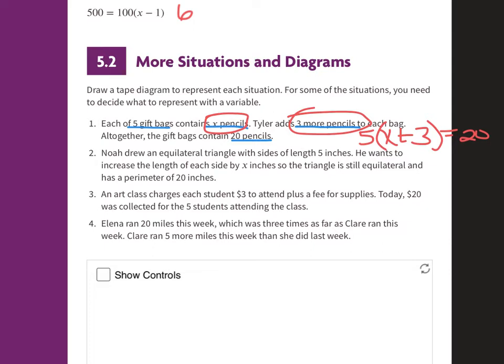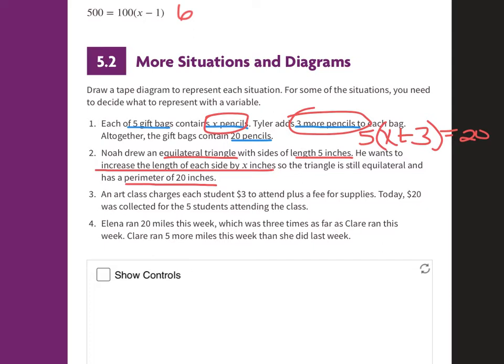All right, looking at number 2. Noah drew an equilateral triangle with side lengths of 5 inches. He wants to increase the length of each side by X inches so the triangle is still equilateral and has a perimeter of 20 inches. Okay, so we have an equilateral triangle. We have side length of 5. He wants to increase each side by X, and the perimeter is 20.